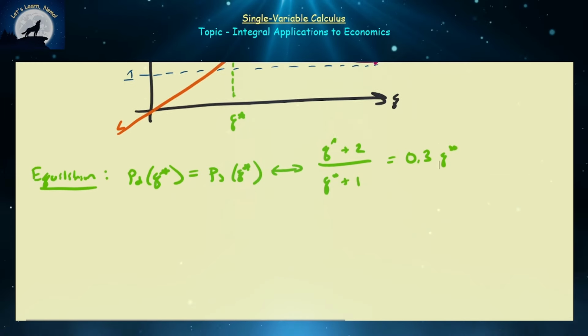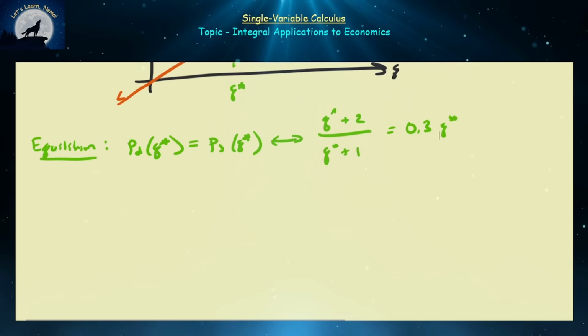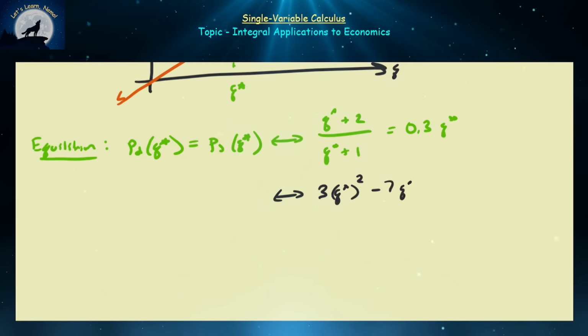And then we can cross multiply to get a quadratic equation. So that's going to give us 3Q star squared minus 7Q star minus, what is that, 20 is equal to 0. And then you should be able to either use the quadratic formula or factor. This actually factors quite nicely.